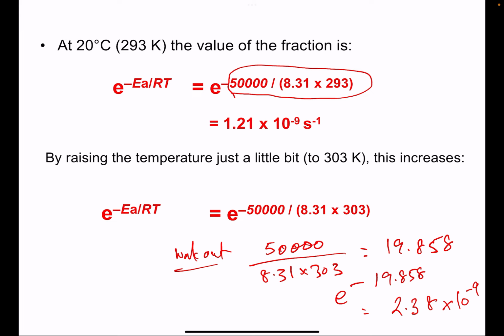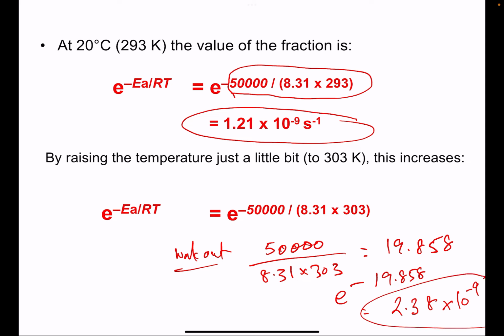Now let's compare. You got 1.21 times 10 to the minus 9 at 20 degrees Celsius, which is 293 Kelvin. You got 2.38 times 10 to the minus 9 at a 10 degree increase. Roughly, that's twice as much. That means a 10 degree increase has doubled the rate. That is your quantitative analysis, and that is the calculation you will need to do.